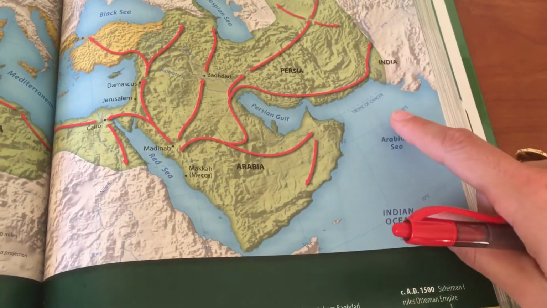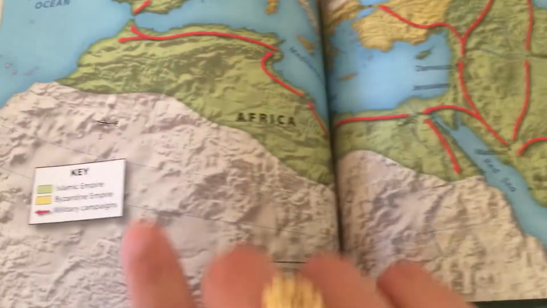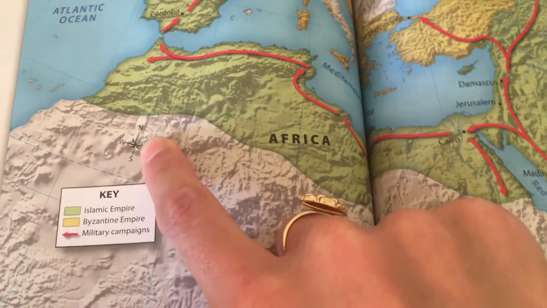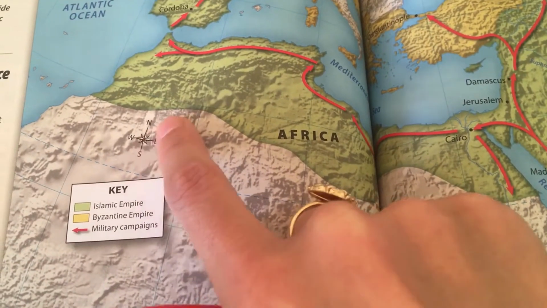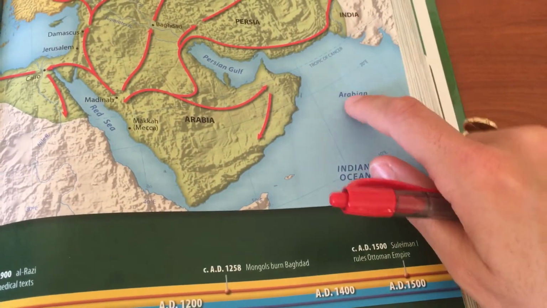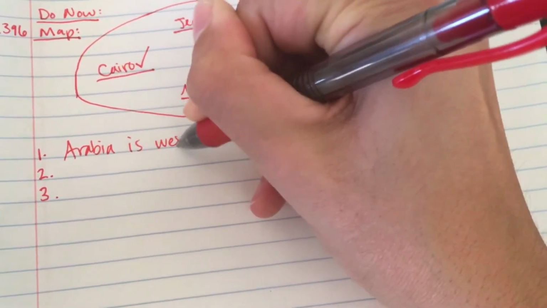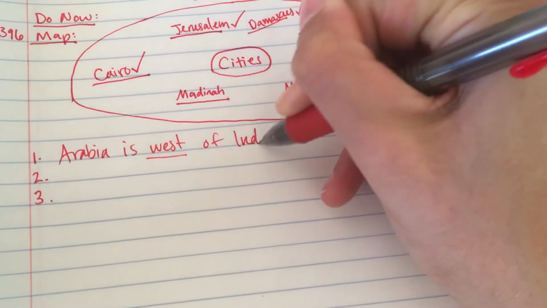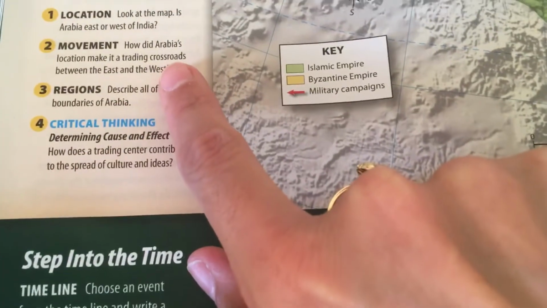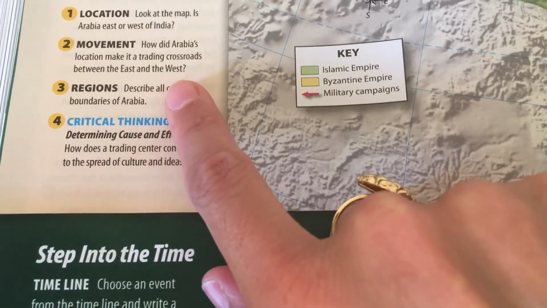And I want to know, is this east or west of India? Well, let's see. Do I need to find my compass on this map? That might help me. Or can I remember it on my own? I do see a compass right here, and it's saying north, east, and west. So Arabia is on this side of India, so that means that it is west of India. So we can go ahead and add here for number 1. Arabia is west of India.